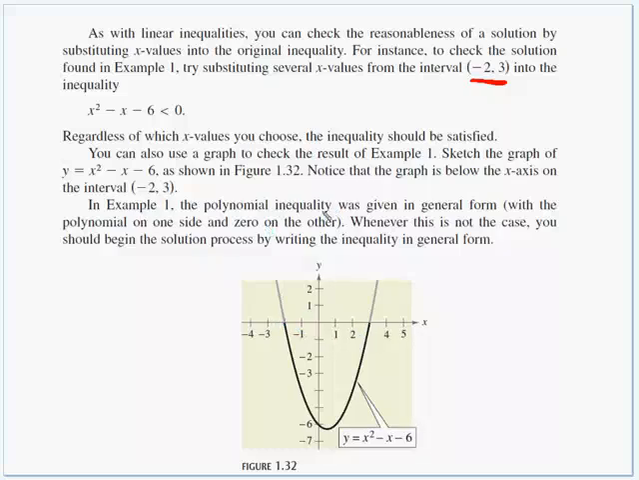In example 1, the polynomial inequality was given in the general form, with the polynomial on one side and the 0 on the other. Whenever this is not the case, you should begin the solution process by writing the inequality in general form.